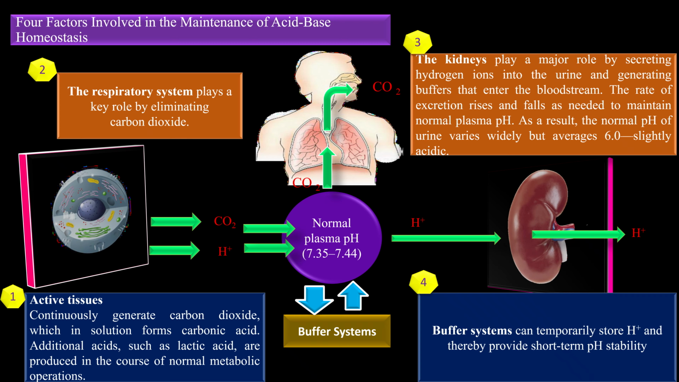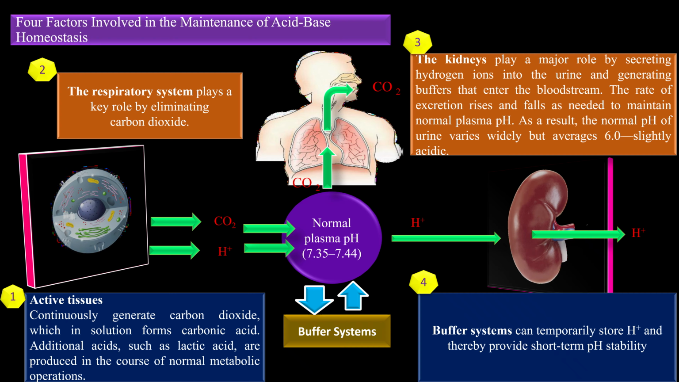Four factors are involved in the maintenance of acid homeostasis. First, the respiratory system plays a role in eliminating carbon dioxide. Active tissue continuously generates carbon dioxide, which forms carbonic acid in solution. Additional acids such as lactic acid are produced as a source of normal metabolic operation. The second, the respiratory system plays the key role in eliminating carbon dioxide.